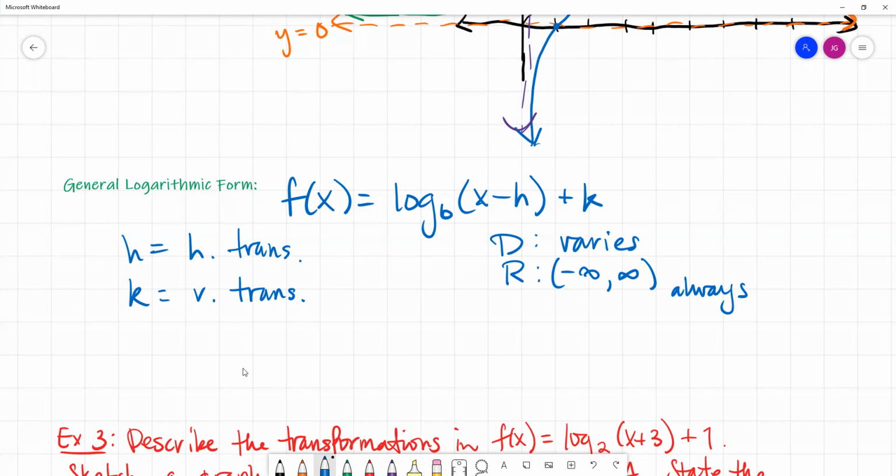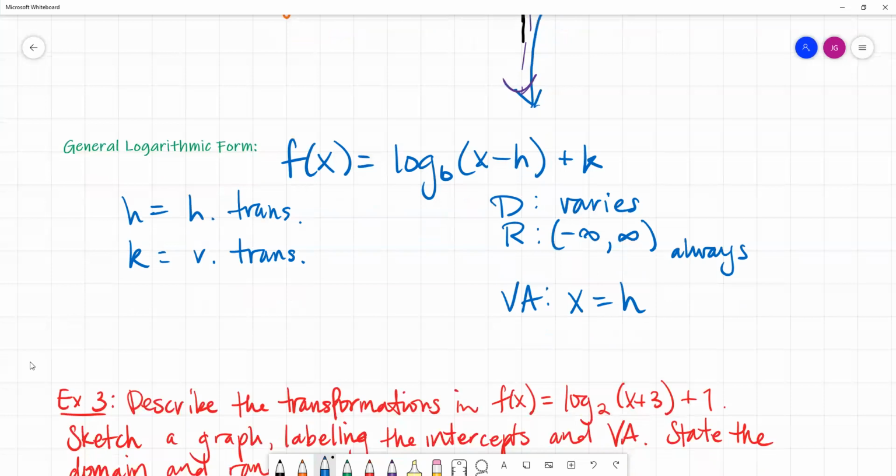And now we had a horizontal asymptote reflected across y equals x. That becomes a vertical asymptote. It's going to be at x equals h. Okay, it's no longer y equals k, it's x equals h.